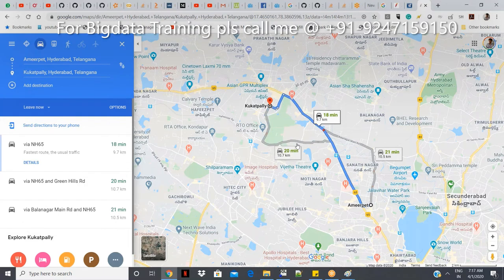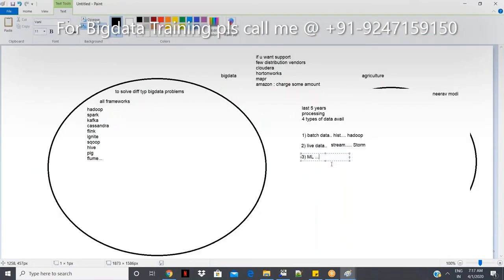So why does Google Maps internally use machine learning? Machine learning intends to infer recommendations and predictions, to analyze the future. At that time, you use Mahout. This is a machine learning related technology, Mahout, to process large amounts of data.